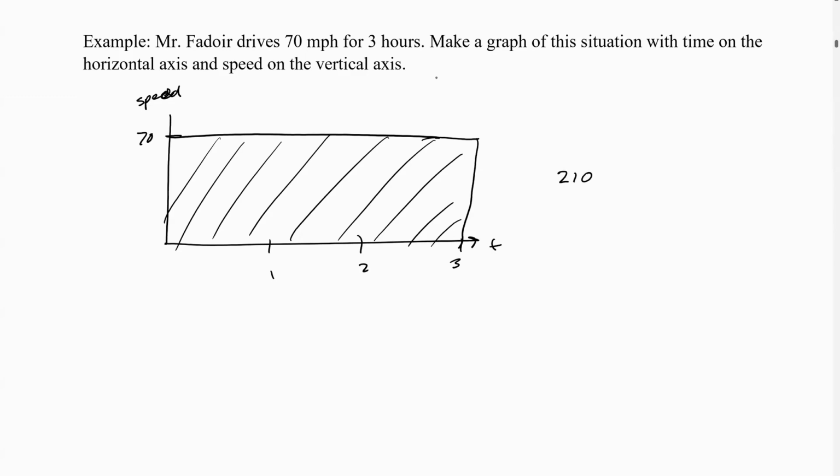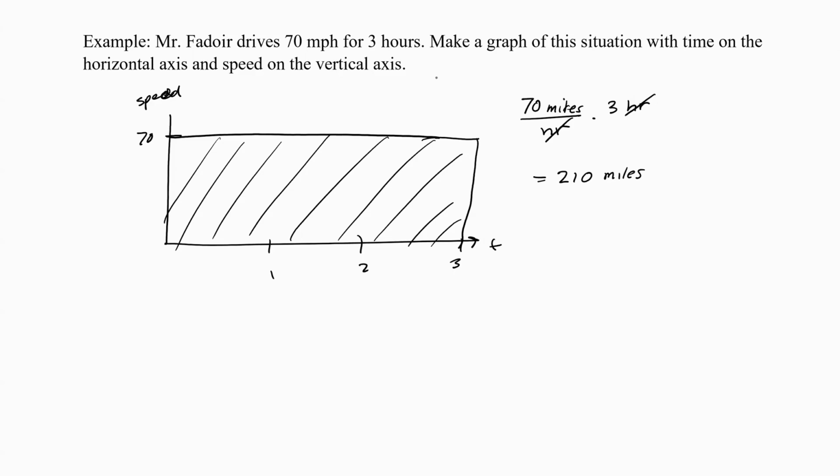But more than it's 210, it's 210 miles. And we get this by multiplying 70 miles per hour by the 3 hours. So unit analysis tells us that it's 210 miles. Takeaway here, area under the curve can represent something.